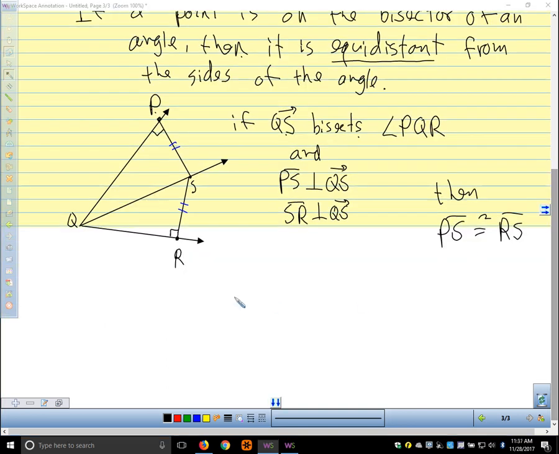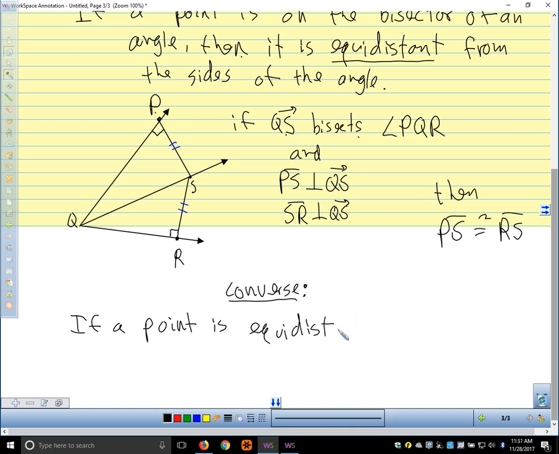We can also say the converse of this theorem. The converse, we just switch the if and the then. If a point is equidistant from the sides of the angle, then it is on the angle bisector.